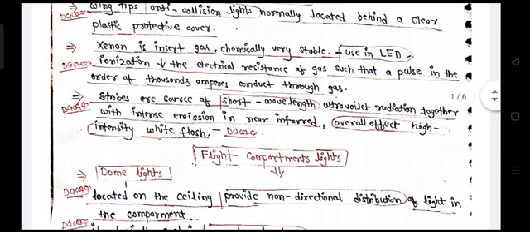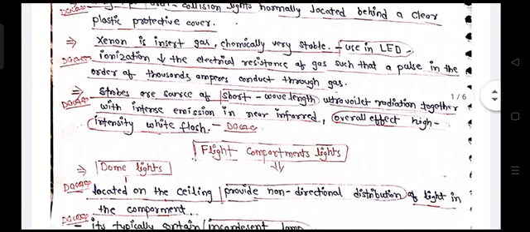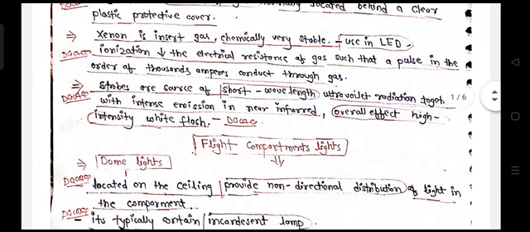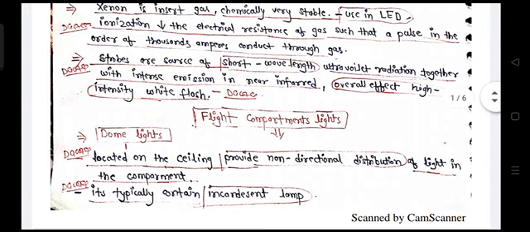Okay, all these lines are basically anti-collision lights, which do not allow the aircraft to collide with another aircraft. There is a clear plastic protective layer above it, through which the light comes out, and it is very stable because it's inert gas. As I told you, it does not react with anything. It is used in LED also.